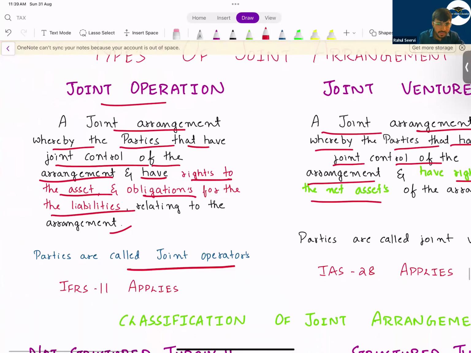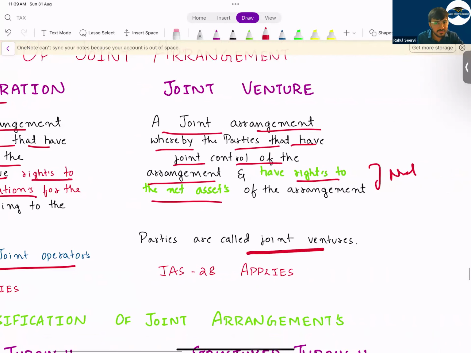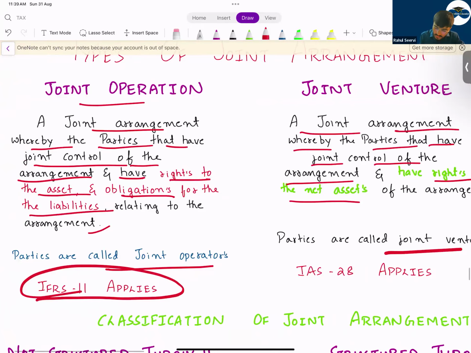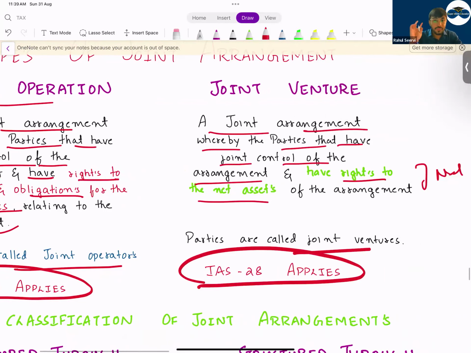Parties are called joint operators here, and parties are called joint venturers there. So what will apply here? We will apply IFRS 11. Here we'll apply IAS 28. So if it is a joint venture, we apply IAS 28. We do the accounting as per equity accounting, same as your associate accounting.